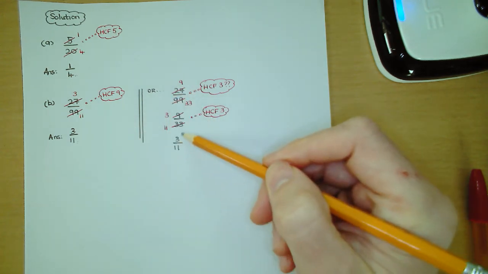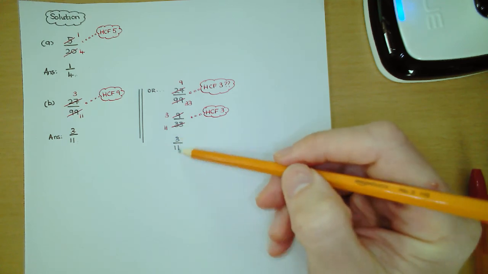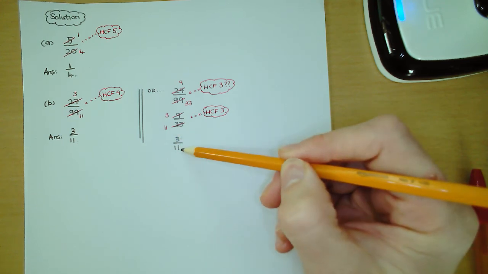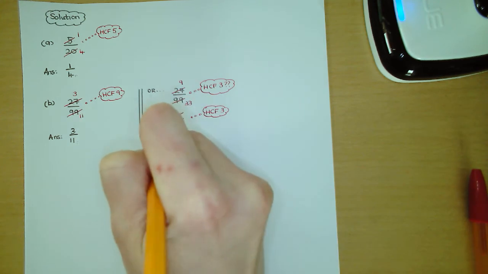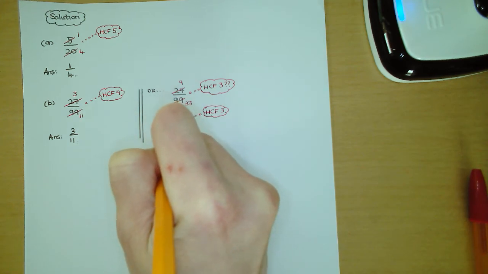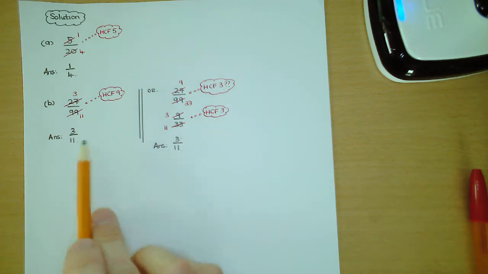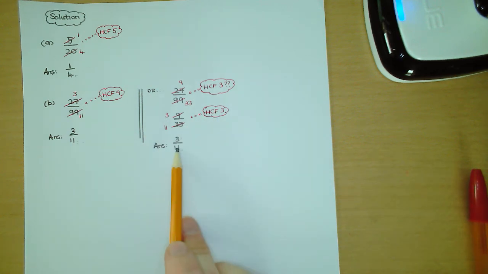And again, check the fraction that we're now left with. Is it fully cancelled? The answer is yes, because the largest number that goes into 3 and 11 is just 1. So that's our answer. Now, we did the same question using 2 totally different methods, but we got exactly the same answer as before.